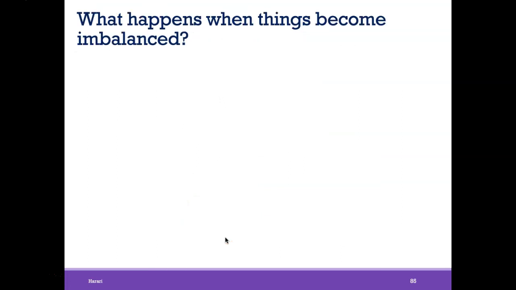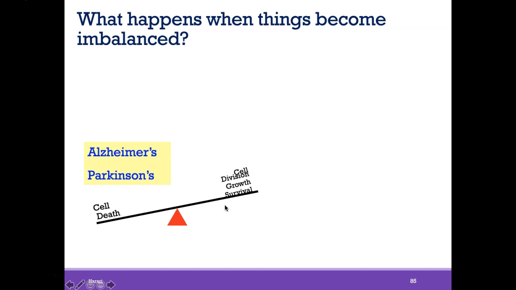What happens when things become imbalanced? Well, unfortunately, many diseases that affect humans are a result of the cell cycle being imbalanced. In cases where we have too much cell death and not enough cell division, growth, and survival, we have neurodegenerative diseases like Alzheimer's and Parkinson's. Remember, neurons are non-dividing. So if only we can understand the cell cycle a little better and get them to divide or understand why they stop dividing, maybe we can understand Alzheimer's and Parkinson's better.